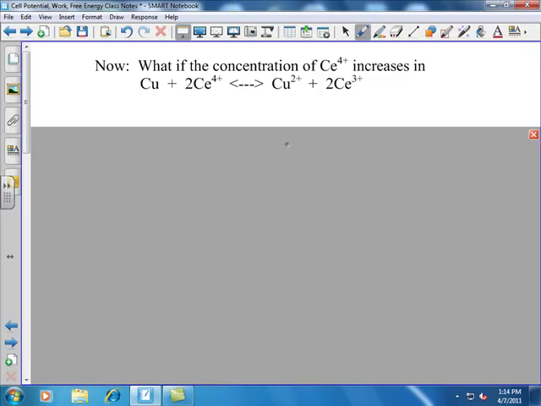So, if the concentration of Ce4+ increases, what happens? Which way does it shift, left or right? I'm saying this increases. It's going to shift to the right. Shift right.